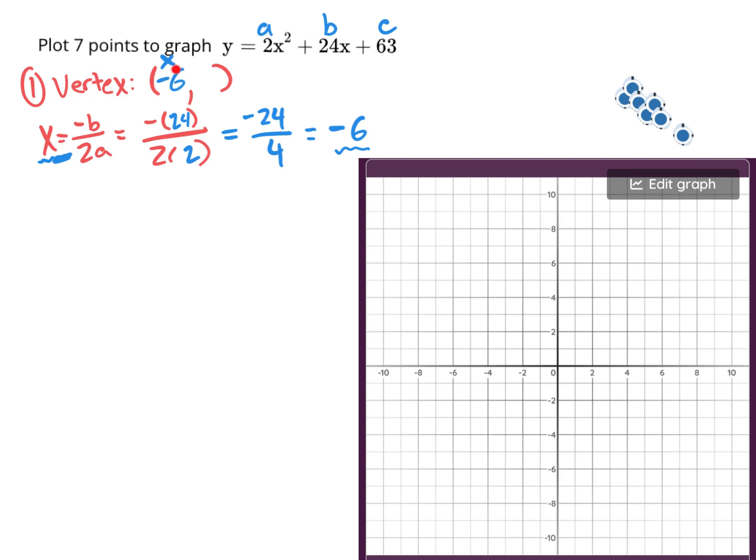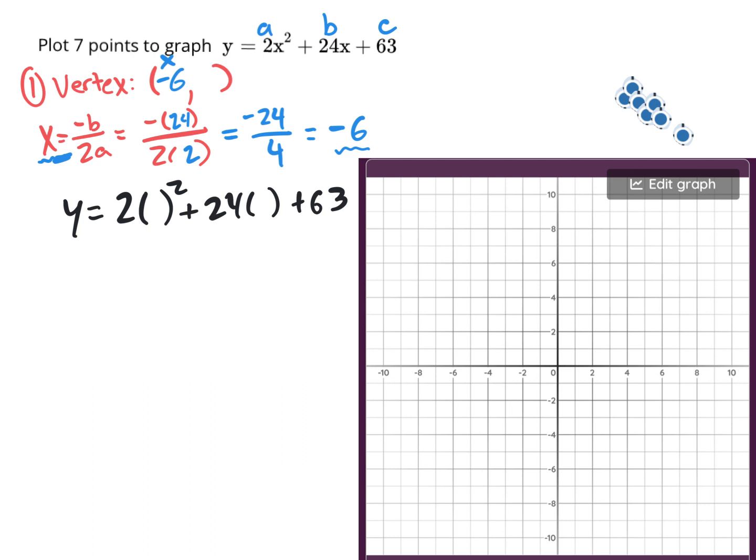So we have the x value, we need the y value. How do we find the y value? When you have the x value, you simply plug that x value into the x's of the original quadratic equation, and that way you can find the y. So I always recommend rewriting the quadratic trinomial equation or the function and replacing your x's with parentheses. So I'm going to rewrite it: y equals 2x squared plus 24x plus 63.